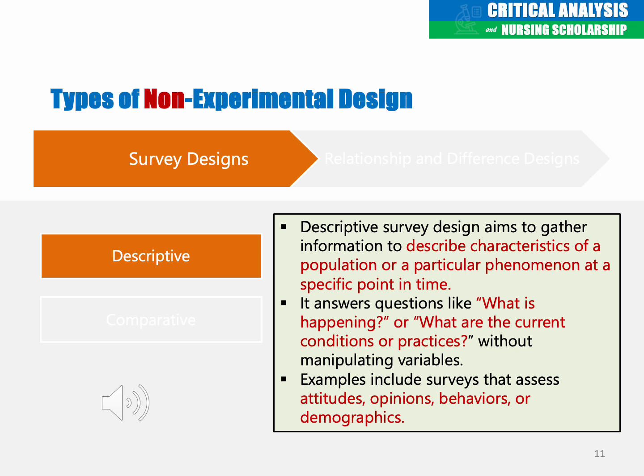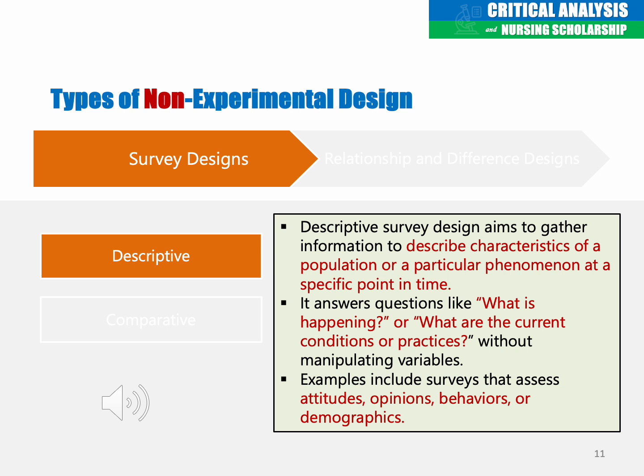Now, let's talk about the different types of survey designs. First, descriptive research design. This design aims to gather information to describe characteristics of a population or particular phenomenon at a specific point in time. Now, this type of survey design is primarily used when our goal is to simply describe what exists. Here, we're not trying to compare groups or establish cause and effect relationship. This type of research design answers questions like, what is happening? Or, what are the current conditions or practices without manipulating variables?